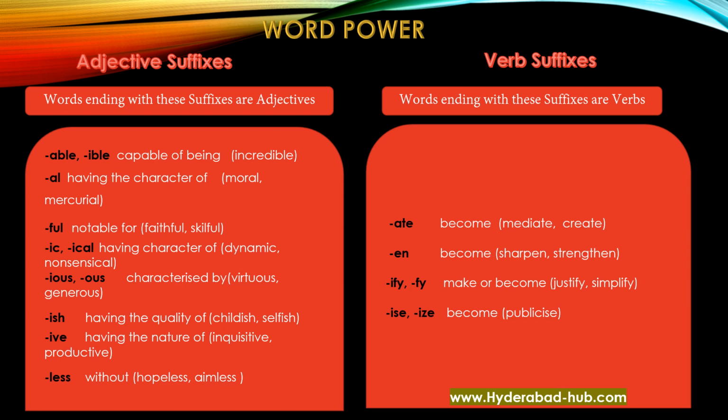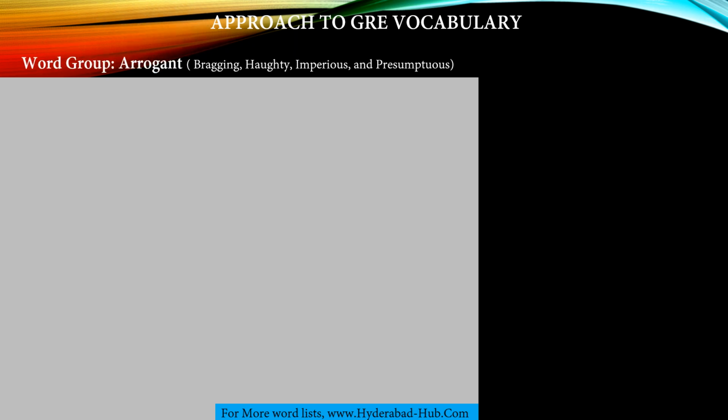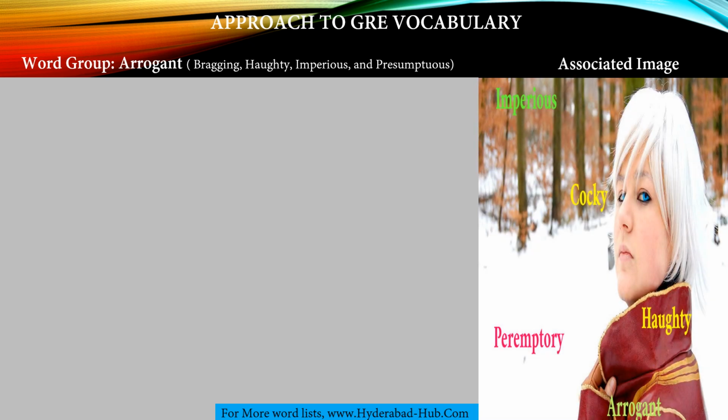Another approach to vocabulary is the formation of a group of synonyms which then could be associated with a familiar person who possesses those qualities. Also, you need to know the usage of each word and some examples or sentences having these words. Thus, you need to follow a couple of approaches to improve your word power. The 4 words belong to one group. They are synonyms of arrogant or boastful. They are bragging, haughty, imperious, and presumptuous. This word group has been associated with the image given on the right-hand side.